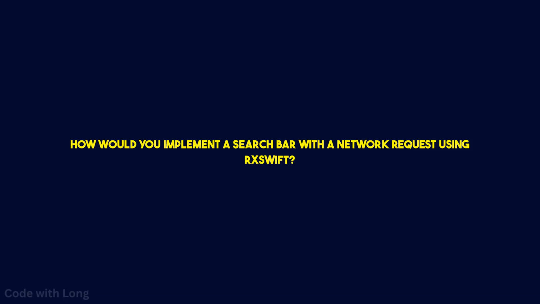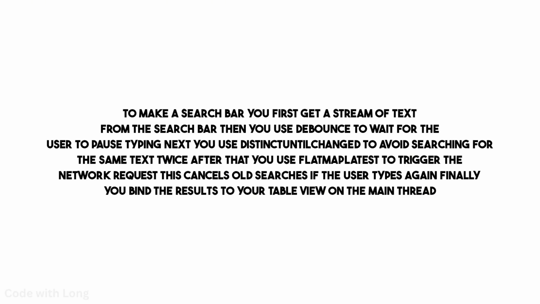How would you implement a search bar with a network request using RxSwift? To make a search bar, you first get a stream of text from the search bar. Then, you use debounce to wait for the user to pause typing. Next, you use distinctUntilChanged to avoid searching for the same text twice. After that, you use flatMapLatest to trigger the network request. This cancels old searches if the user types again. Finally, you bind the results to your table view on the main thread.